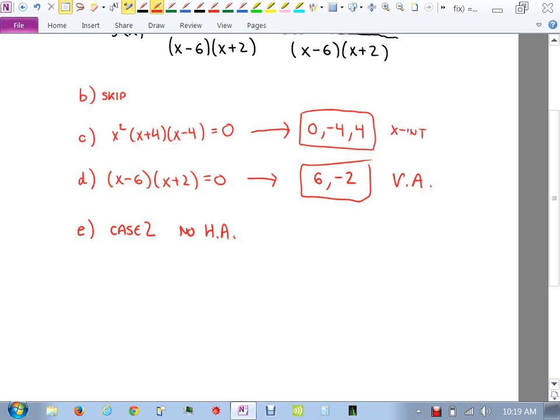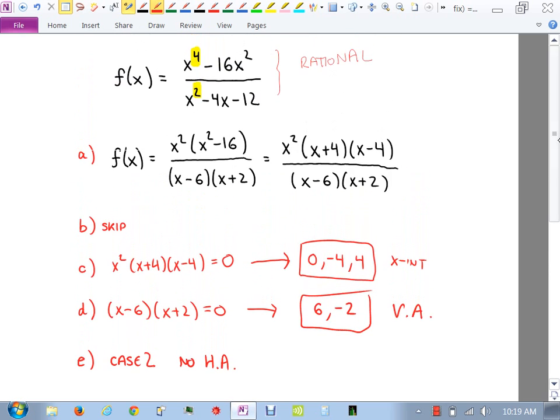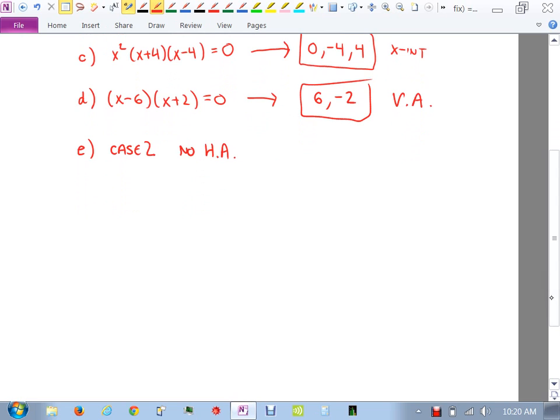On the test though, it could be any of the 3 cases. So don't think just because I'm giving you no horizontal today, that you chose that problem, right? So it could be any case. So be comfortable with all 3. Because the degree of the numerator is 4, and the denominator is 2. And off of this cheat sheet on case 2, if degree of numerator is bigger than degree of denominator, you have no horizontal asymptote. See case 2? So no HA.